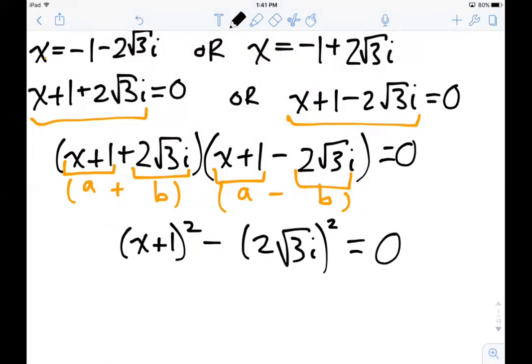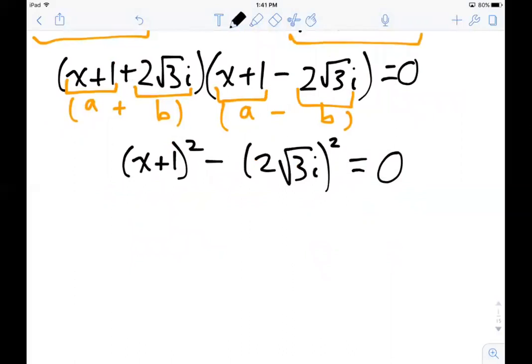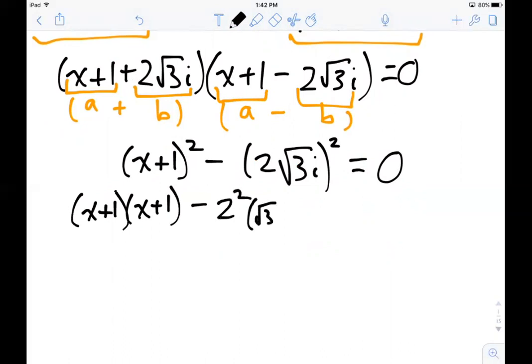So again, I've just gone from a factored form of a difference of squares, which has A plus B in one bracket and A minus B in the other bracket, and just written it in its more original difference of squares form, which is A squared minus B squared. Now, I have something I can expand out a little bit easier. But it does mean I have a little bit of work to do. So x plus 1 squared, I want to think of that as x plus 1 times another x plus 1. And then in the other one, I really need to square each piece of that single term. So I'm going to have to do 2 squared times root 3 squared times i squared.